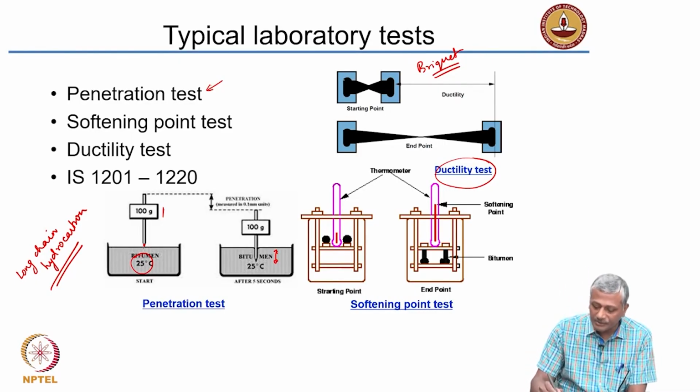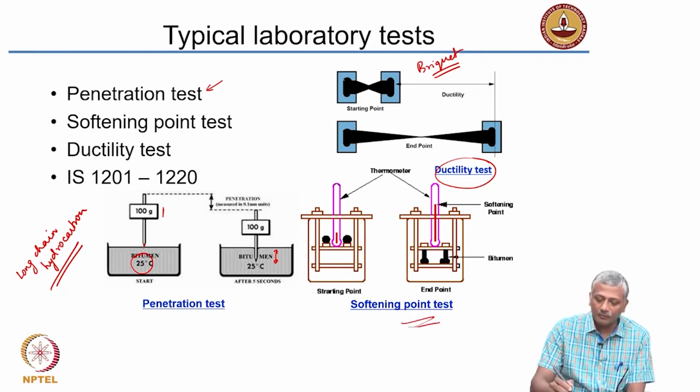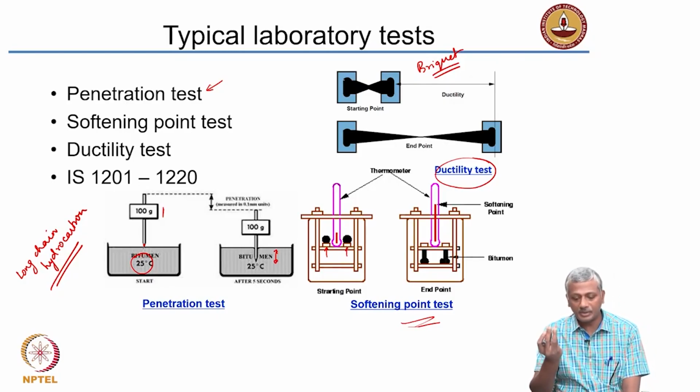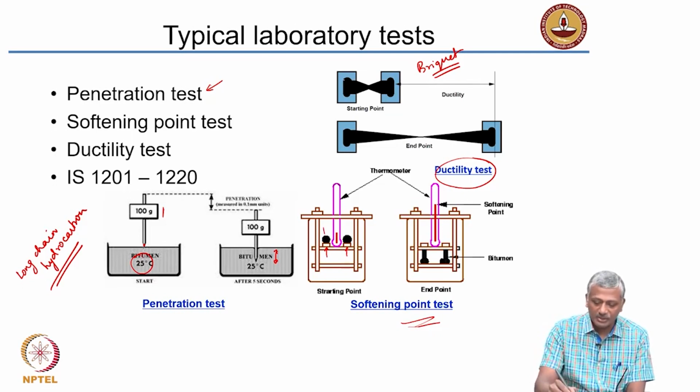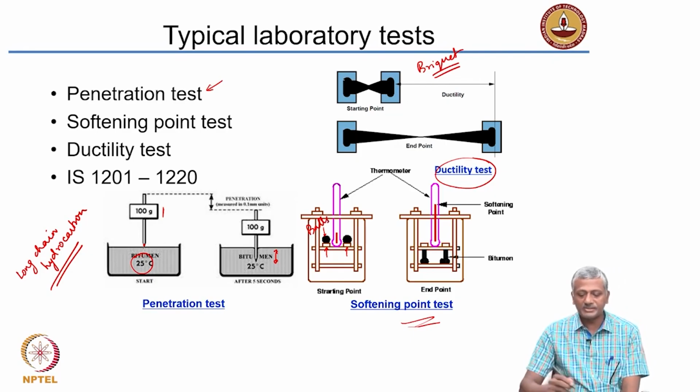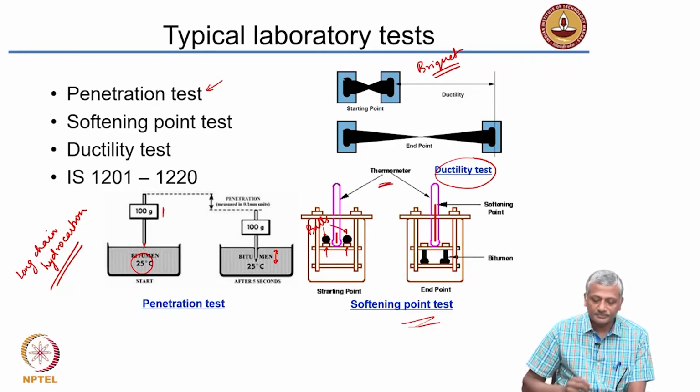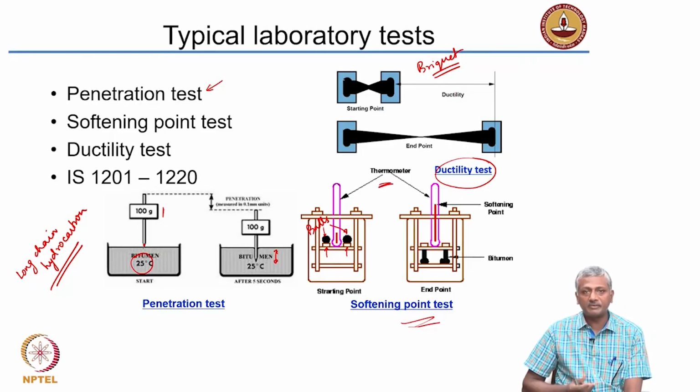And then you have the softening point test. Here what we are doing is, we have the asphalt sitting inside these two small cylindrical containers. It is almost like a film of asphalt, on top of which we put these steel balls. We put these steel balls on the top, and then we increase the temperature. A thermometer is there to measure the temperature. We increase the temperature of this entire setup.